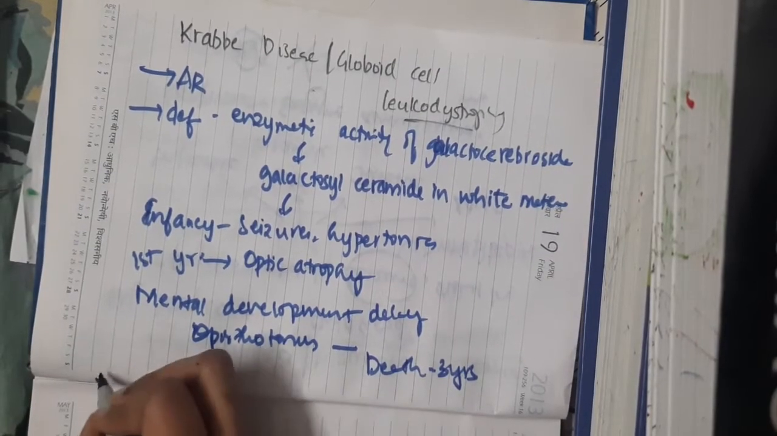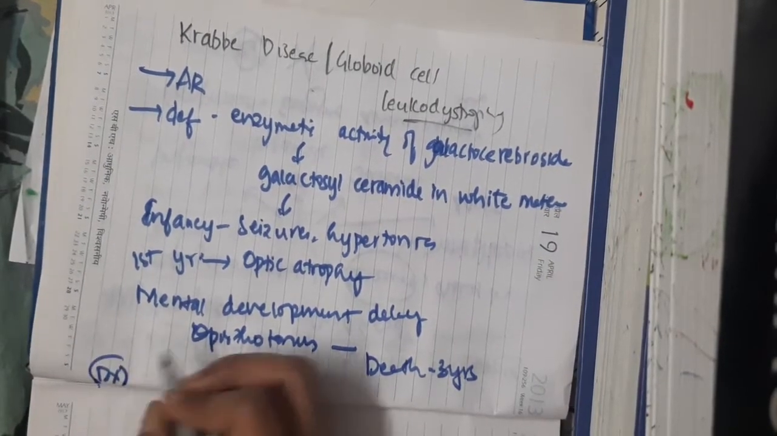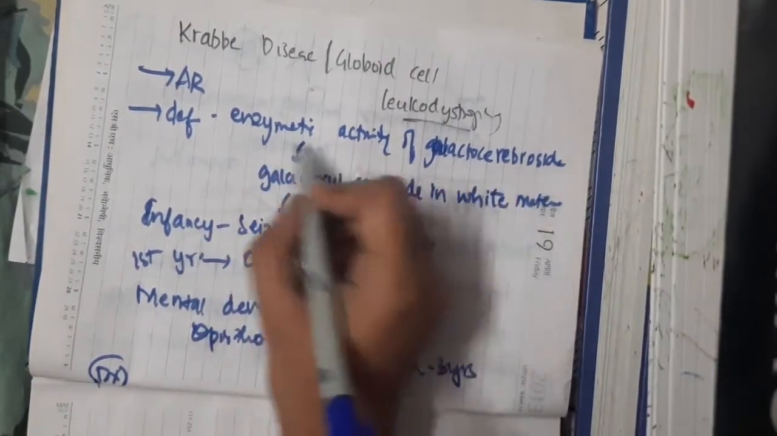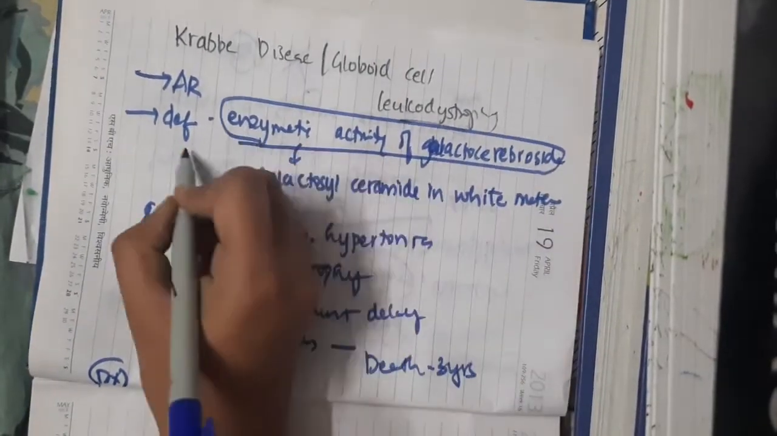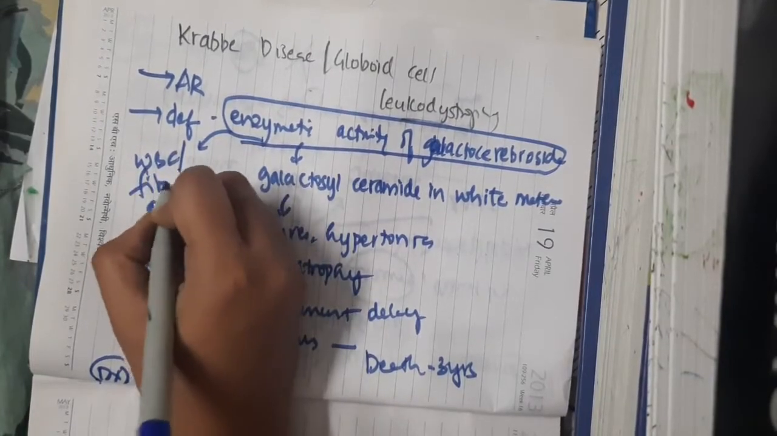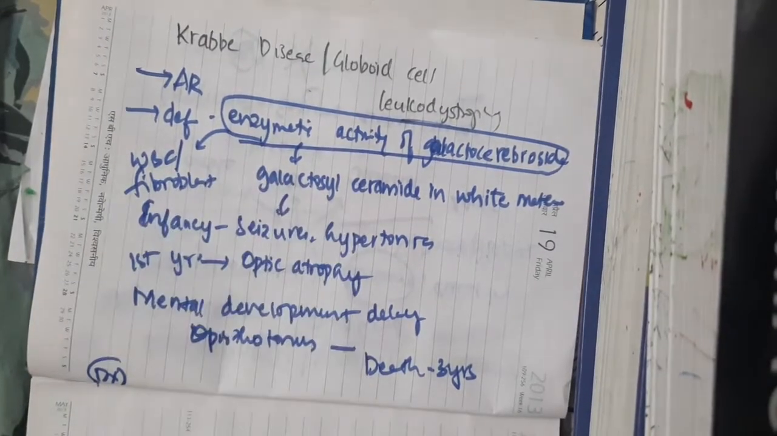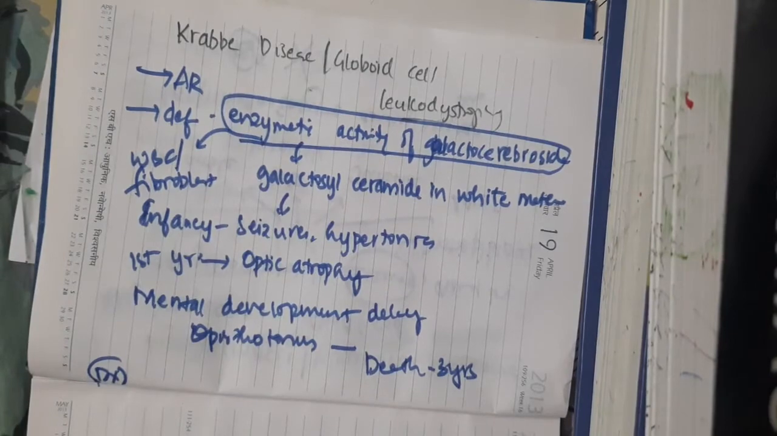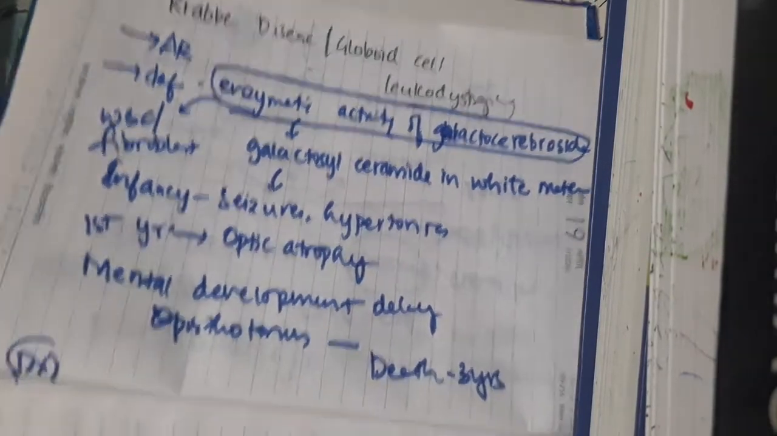And for diagnosis, you will have to demonstrate this enzyme deficiency. The enzyme deficiency should be demonstrated in WBC or skin fibroblasts. You should demonstrate the enzyme deficiency. So this is about Krabbe's disease.